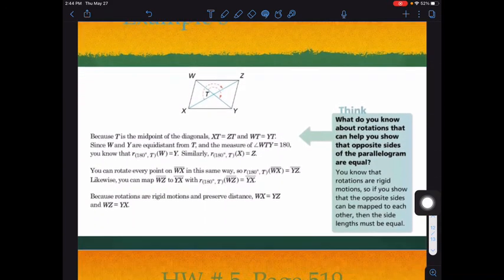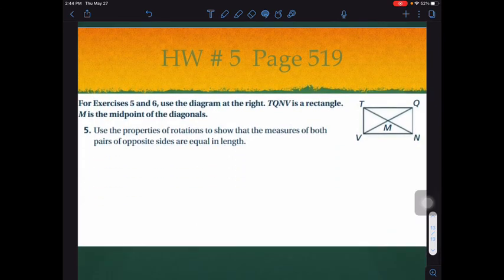The work for this problem is written out on the next slide, and now I would like you to try homework number 5 on page 519. For exercises 5 and 6, use the diagram at the right. TQNV is a rectangle. M is the midpoint of the diagonals. Use the properties of rotations to show that the measures of both pairs of opposite sides are equal in length.